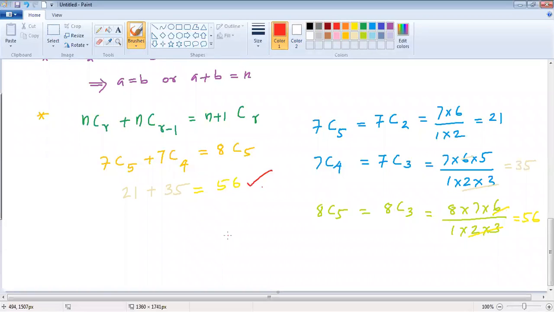So that's another property, nCr plus nC(r minus 1). It is the same as (n plus 1)Cr. This is another property of combination. 7C5, as an example, 7C5 plus 7C4 is the same as 8C5. One more example: 11C6 plus 11C5 should be the same as 12C6.